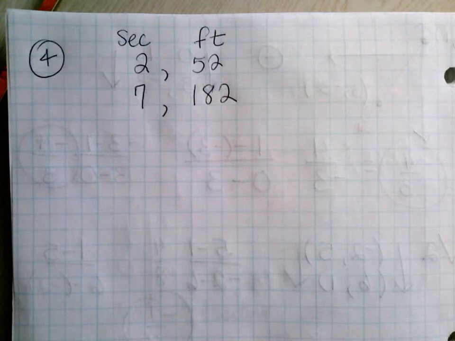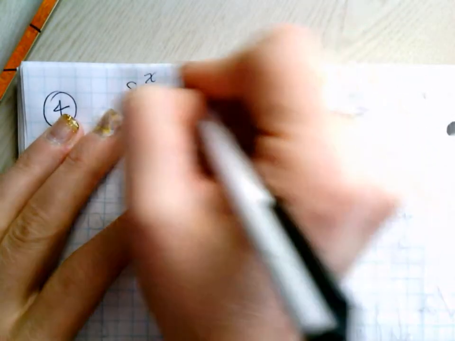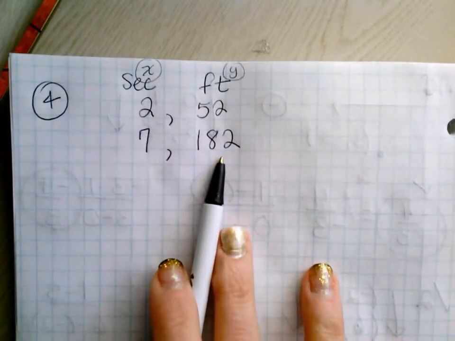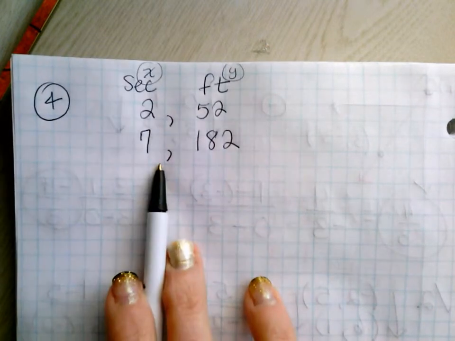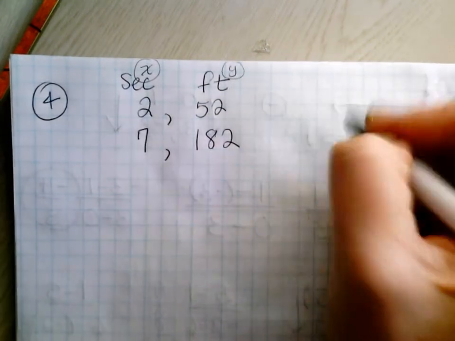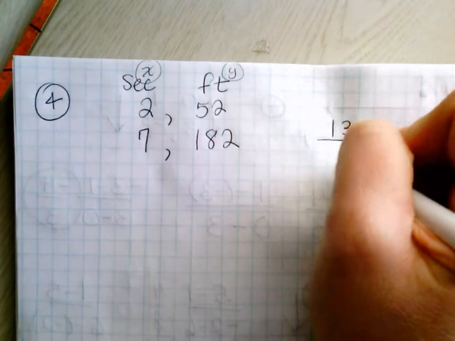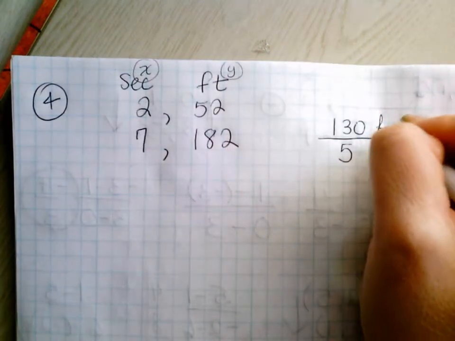So if I get the change in the second item, and remember, Y is up, down, so that's why I chose feet to be up, down. Time is right, left, which is why I chose seconds to be X. Okay? 182 minus 52 is what? 130 over 5. 7 minus 2. 130 over 5.